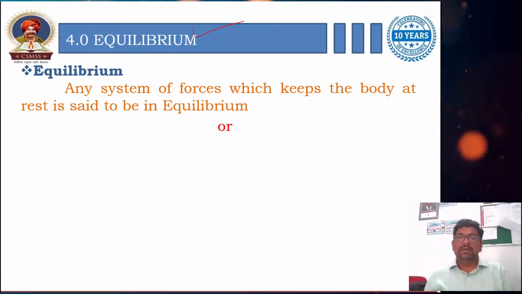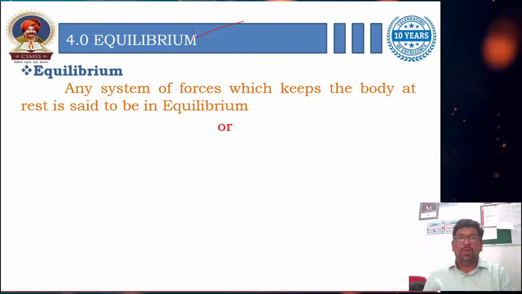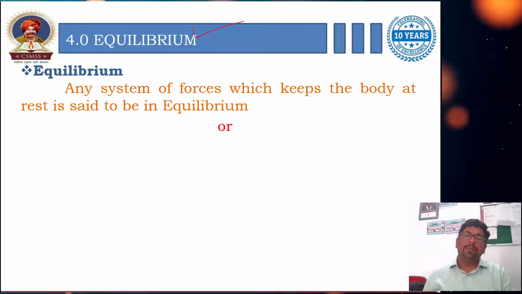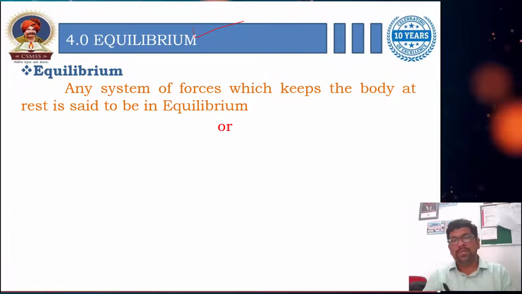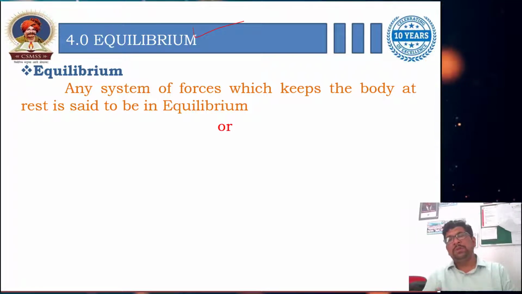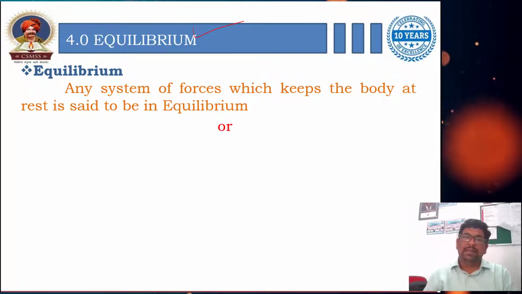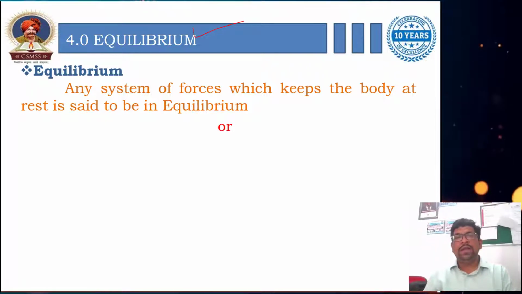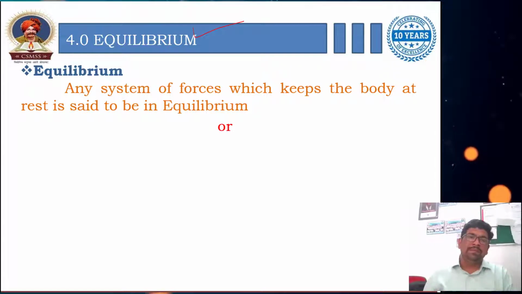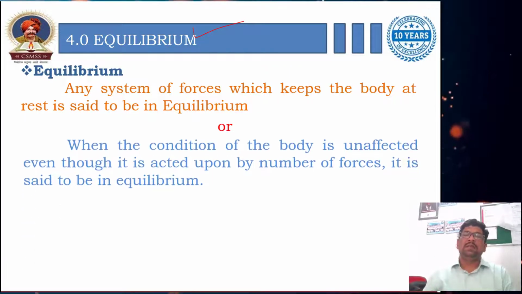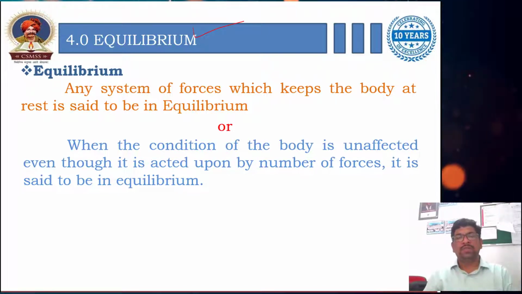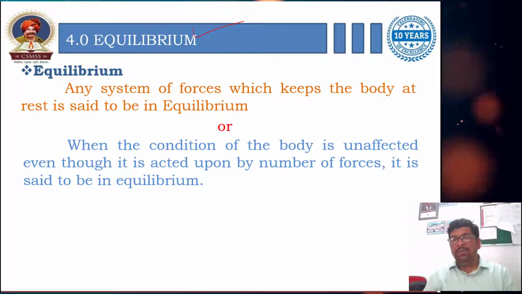This means when you are applying different loads on a body, even if you are applying n number of loads and the body remains at rest and does not change its state of motion, then that particular body is said to be in equilibrium. This can also be defined as: when the condition of the body is unaffected even though it is acted upon by a number of forces, it is said to be in equilibrium.